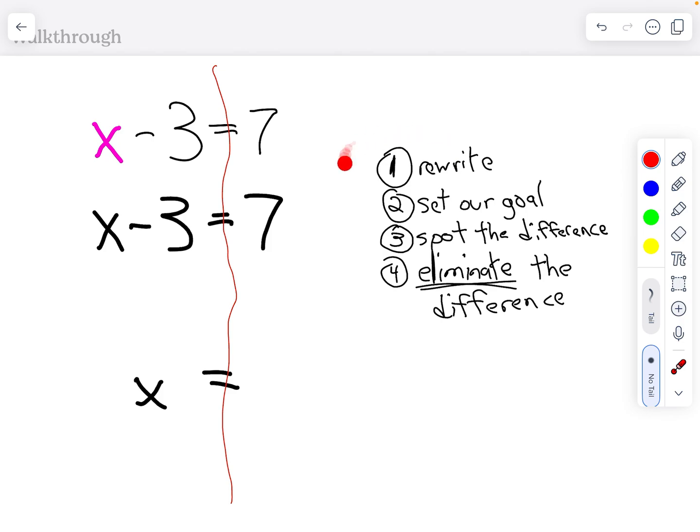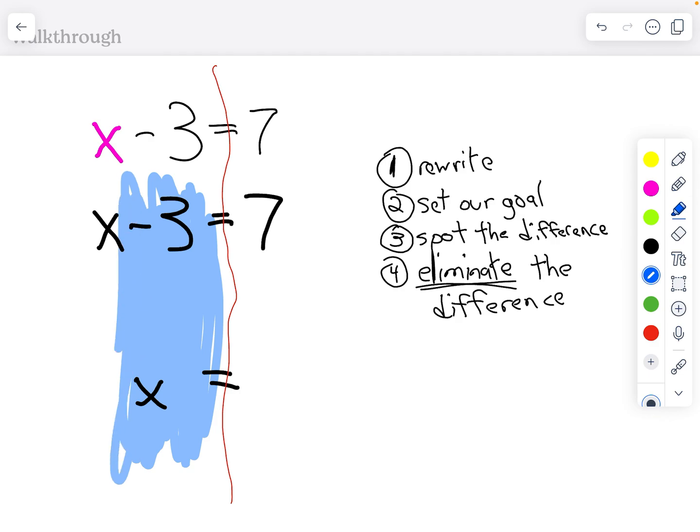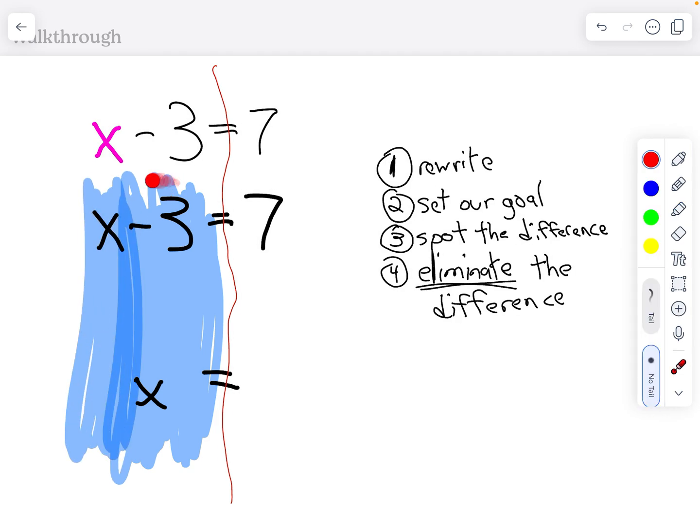We have rewritten our equation. We have set up our goal. Now we got to spot the difference. Here's what spotting the difference means. You look at the side of the equation where the variable is, in this case our x. And the question is, what do we have to do to this, what do we got to get rid of to make this look like this? I say it's like you have two pictures with little differences between them. Can you spot the difference?